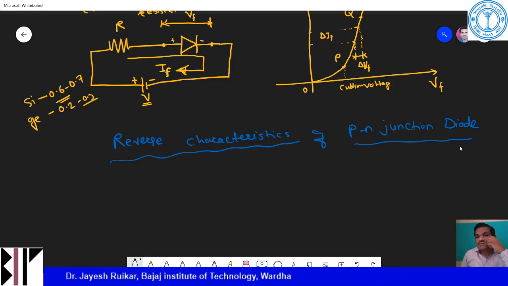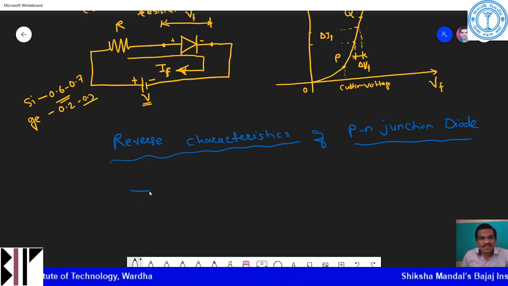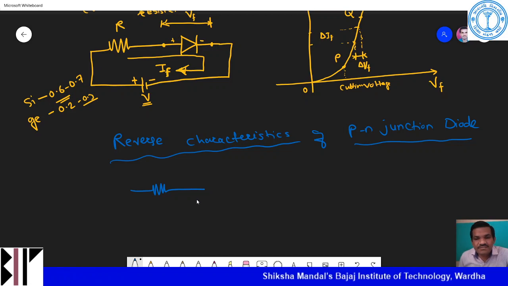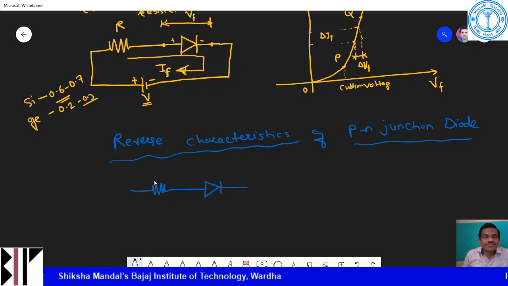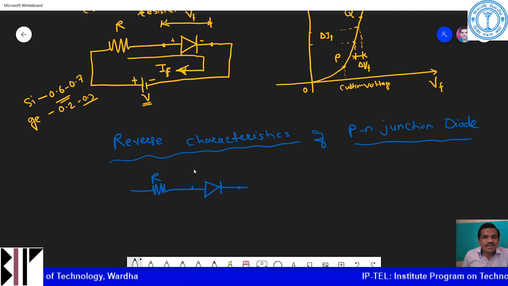Now I will draw the circuit. This is your forward biasing condition. The same circuit I will draw, only the voltage polarity I have changed. This is the current limiting resistor. This is your diode terminal. And the voltage across this diode is VR, that is reverse voltage.